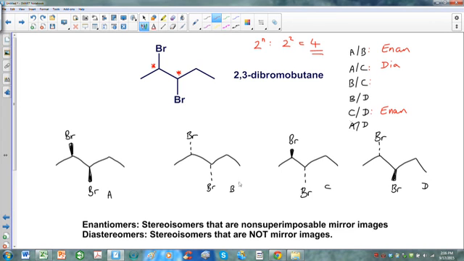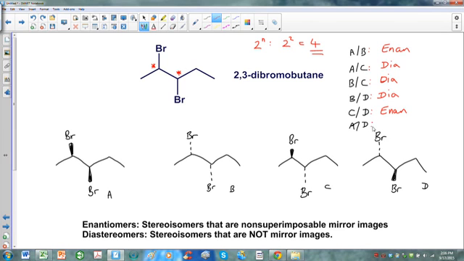So what about B and C? Well, B and C is very similar to A and C. We have one stereocenter that's exactly the same, one that's flipped, therefore these cannot be mirror images of each other, and therefore these are also diastereomers. What about B and D? Well, it looks kind of familiar. One stereocenter is the same, one is opposite, therefore these can't be mirror images either, and these are also diastereomers.